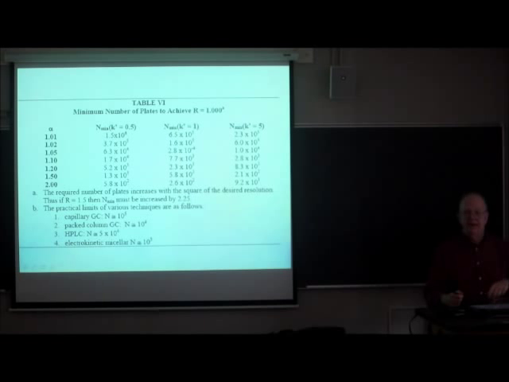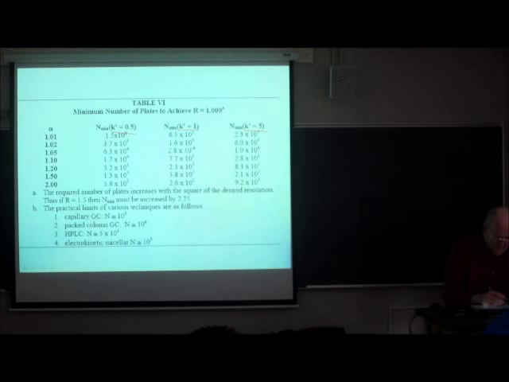Okay? Now I can take this equation and flip it around. And I can say I'm going to put N on one side, and I'm going to put everything else on the other side of the equation. And I can calculate how many plates I need to do a separation if such and such is true. So I'm going to consider 3 cases, k prime equal to a half, k prime equal to 1, k prime equal to 5. And I'm going to look at a number of different values of alpha, the selectivity.